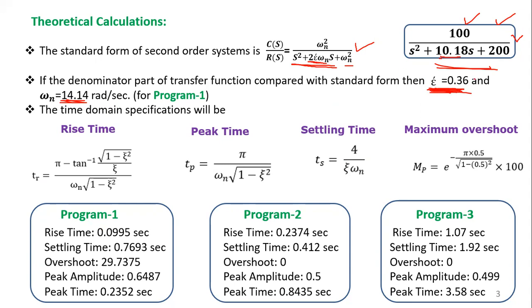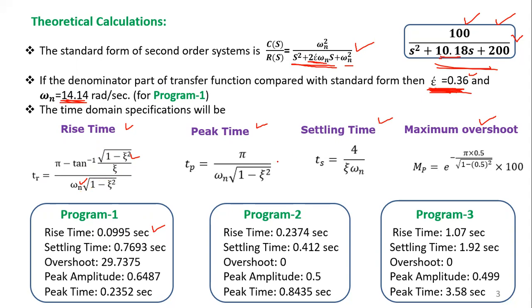Okay, once you know the zeta and omega n, then you can identify the time domain specifications. That means you can analyze the transient response: rise time, peak time, settling time, maximum peak overshoot. What is the formula for rise time? That is Tr is equal to pi minus tan inverse of root of 1 minus zeta square by zeta, divided by omega n into root of 1 minus zeta square. Now we already know the zeta value and the omega n value. If we substitute, we are getting 0.0995 seconds as the rise time.